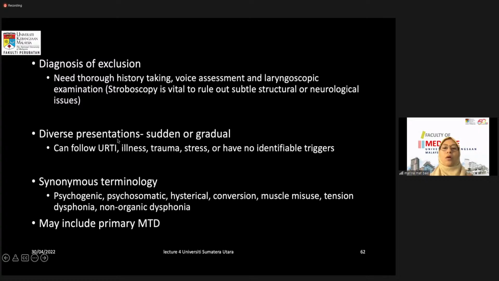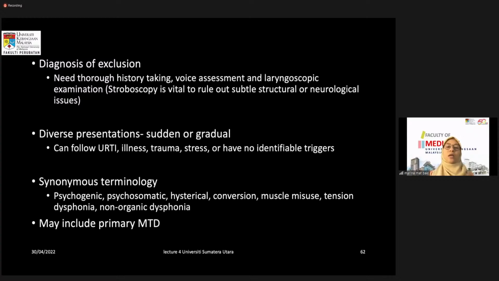And the presentation may be diverse. It can be sudden or gradual. These are the synonymous terminology being used to describe functional dysphonia, like psychogenic dysphonia, psychosomatic, hysterical, conversion, and so on. Primary muscle tension dysphonia is included under functional dysphonia. However, secondary muscle tension dysphonia is not under functional.